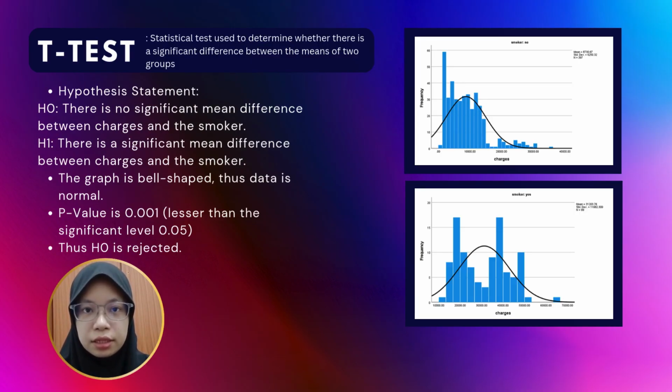The t-test is a statistical test used to determine whether there is a significant difference between the means of two groups. Hypothesis statement. H0: There is no significant mean difference between charges and the smoker. H1: There is a significant mean difference between charges and the smoker. The graph shown is bell-shaped. Thus, the data is normal. The p-value is 0.001. Thus, H0 is rejected.